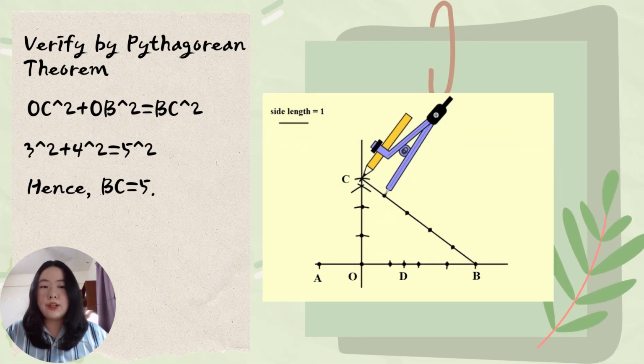Note that we can also verify by using the Pythagorean theorem. The Pythagorean theorem states that the sum of the squares on the legs of a right angle triangle is equal to the square on the hypotenuse, or in familiar algebraic notation, a squared plus b squared equals c squared. In this case, we have OC squared plus OB squared equals BC squared. Note that OC is of side length 3 and OB is of side length 4. Thus, we have 3 squared plus 4 squared equals 5 squared. Hence, we obtain BC equals 5.